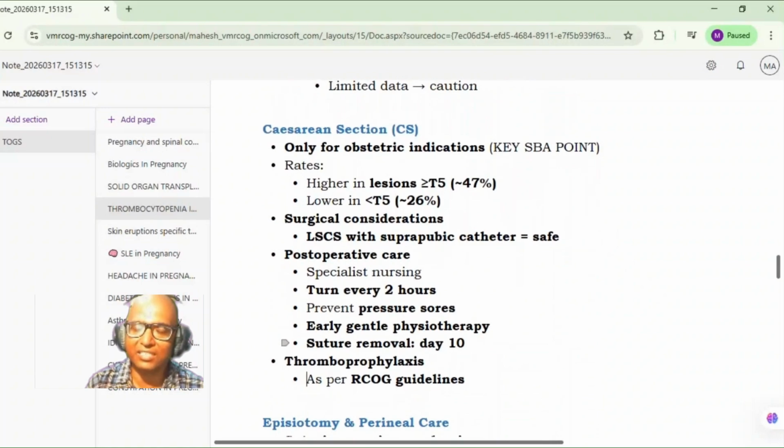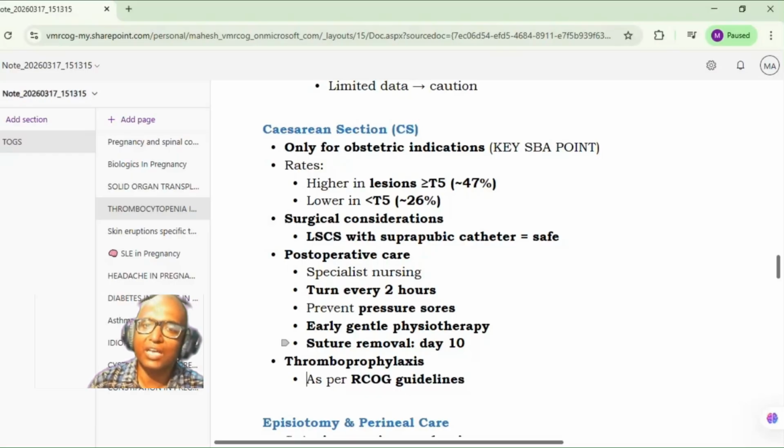Then coming to the cesarean section, it is only for obstetric indication. Spinal cord injury is not a direct indication for cesarean section. So cesarean section is reserved only for obstetric indications. The rates are higher if the lesion is above the level of T5, that is 1 in 2, almost around 47% chance of cesarean section. It is lower if the lesion is below the level of T5, that is 25%, that is 1 in 4.